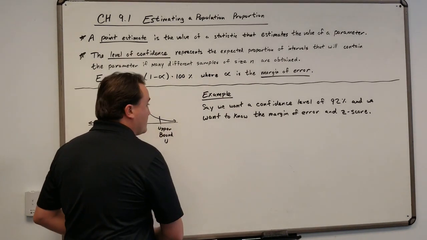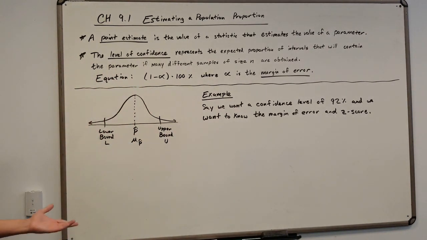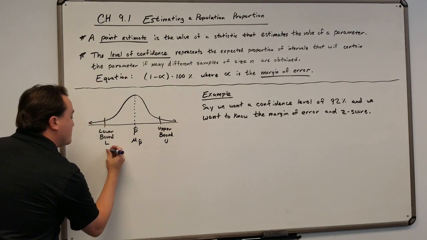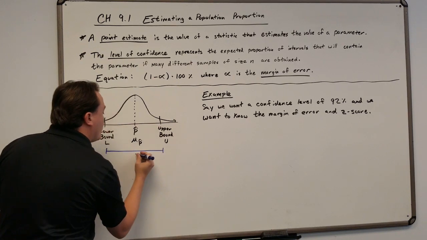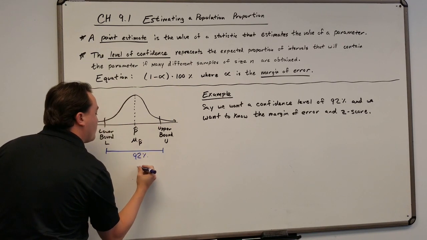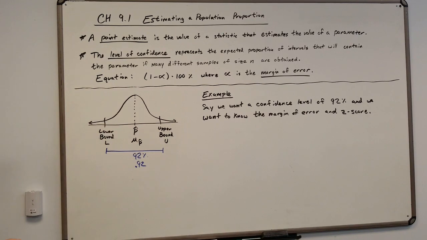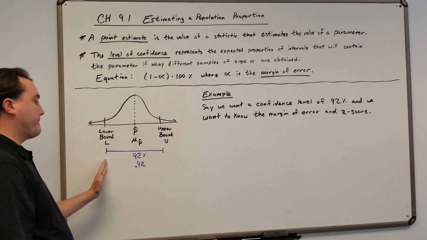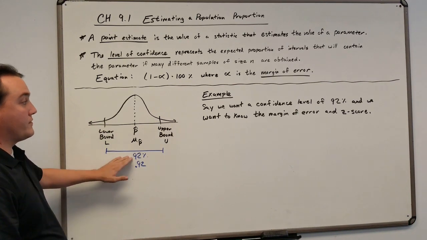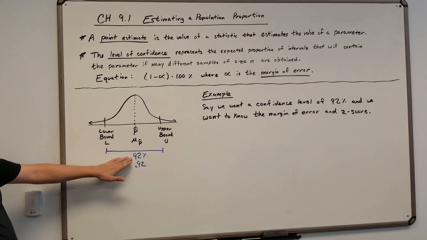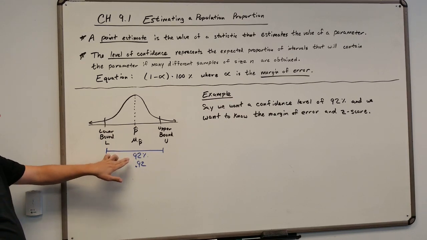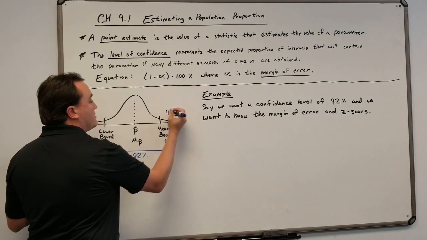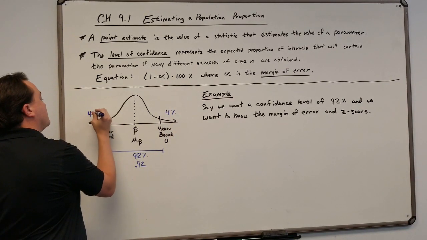Okay, so here's an example of this. Say we want a confidence level of 92%, all right? So from our graph, we want 92%, or 0.92, of our means to be our confidence level, right? So we know if this number is 92%, that means 4% of our data lies here, and 4% of our data lies here.